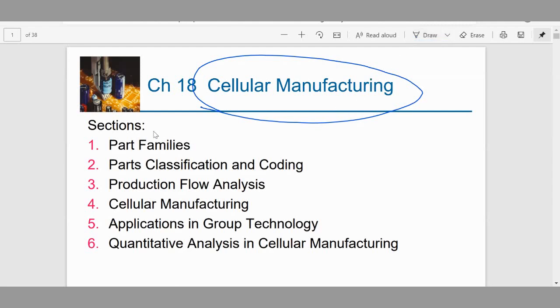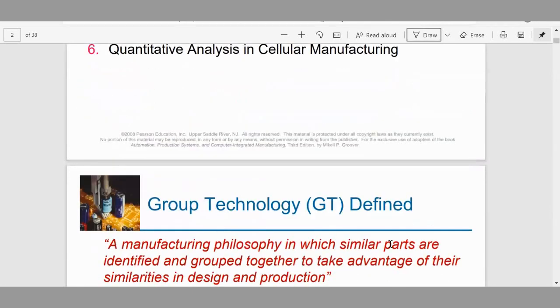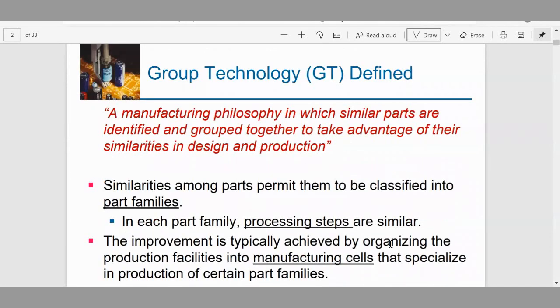This chapter includes the sections which are part families, part classification and coding, production flow analysis, cellular manufacturing, application in GT, group technology, quantitative analysis in cellular manufacturing. First of all, what is the group technology?